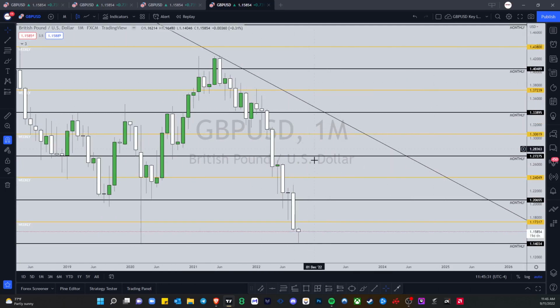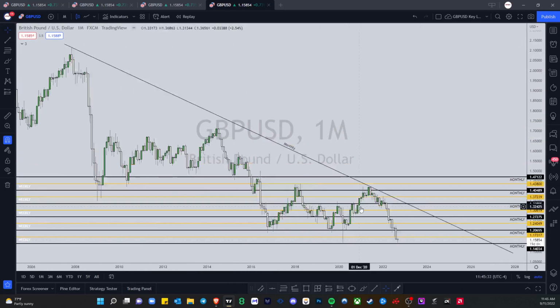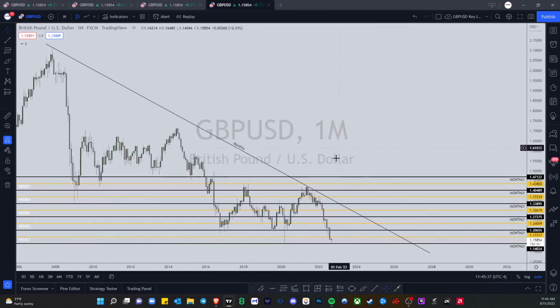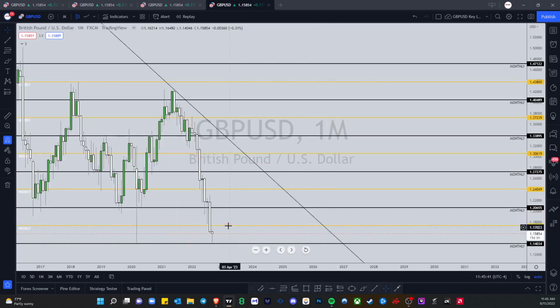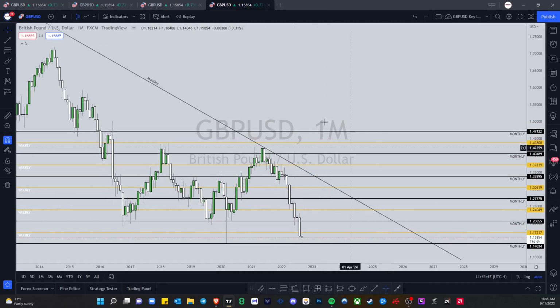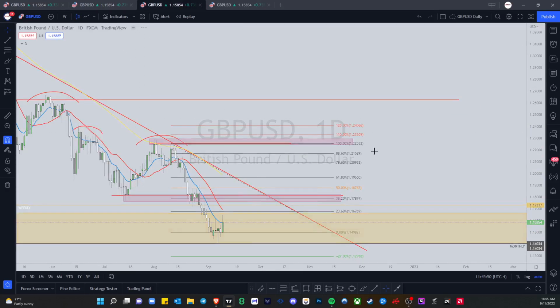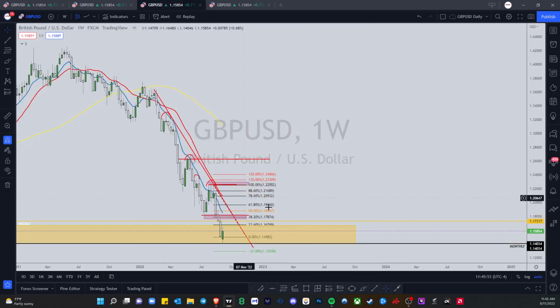All right, so now we got that down. Monthly is bearish, but it's in between the weekly and monthly key level. So one thing we're waiting for is a certain thing to happen on a lower time frame, to confirm what we saw on the daily time frame.